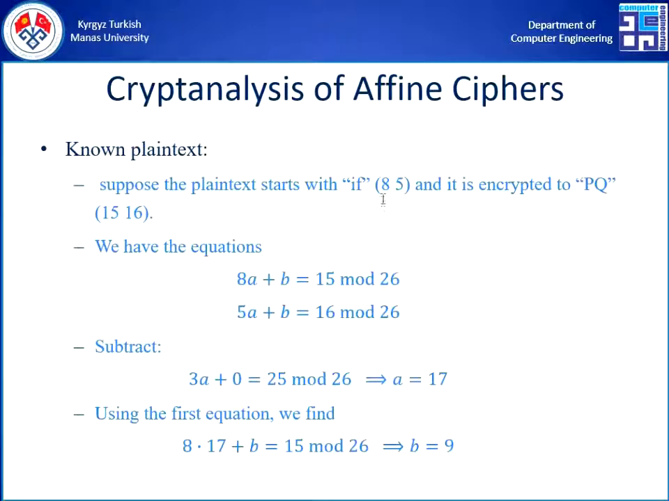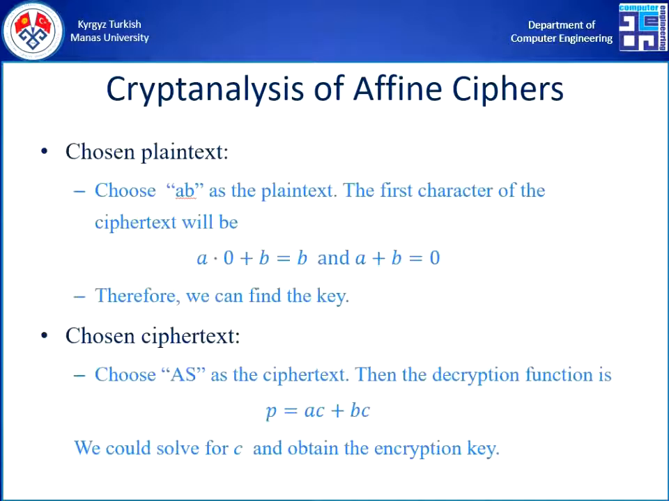So if we put these numbers into our encryption equation, we have a system of equations, and subtracting the second equation from the first one, we can calculate the value of the a part of the key, which is 17. If we substitute this a into the first equation, we will easily obtain the b part of our key.